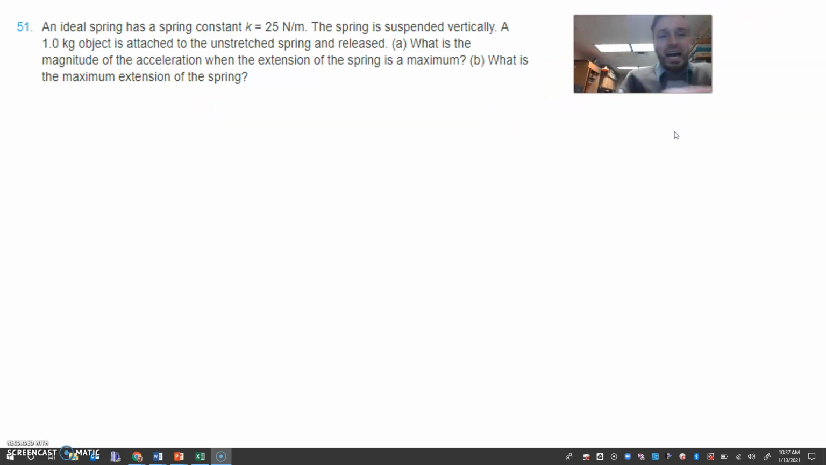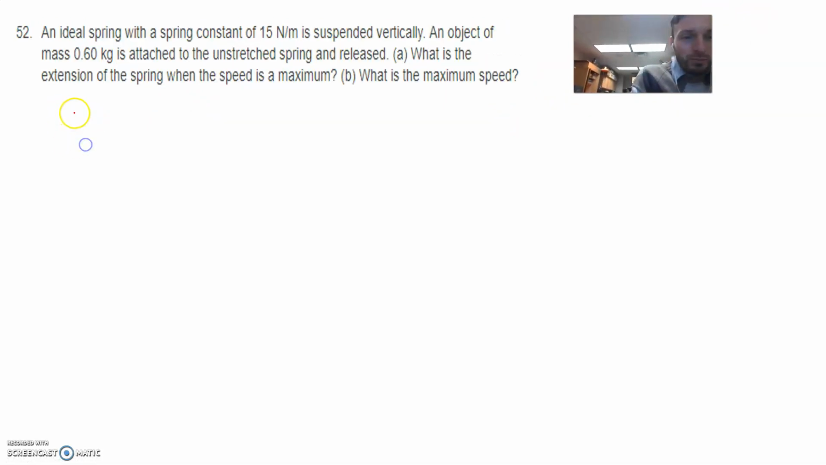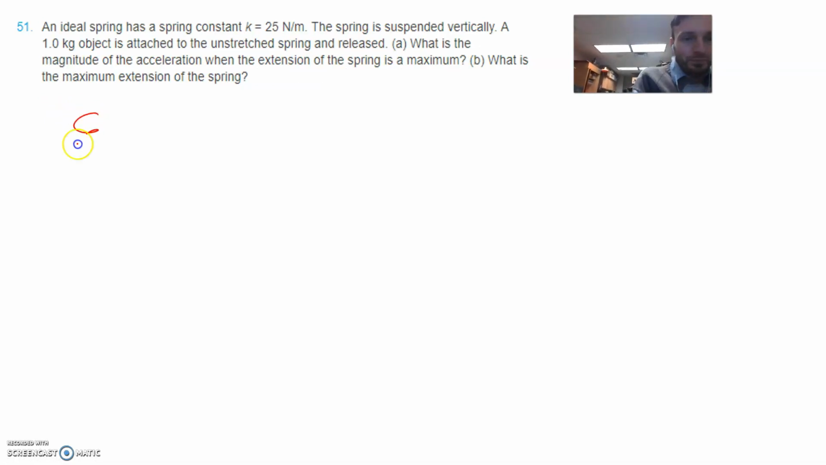All right. So here we go. We got a spring. I'm going to draw 3 pictures for you here. We got a spring right here, and we got a mass of 1 kilogram. I'm going to slow down a little bit. This is new stuff here for us. What's the magnitude of the acceleration when the extension of the spring is maximum? Okay. So what that's asking is, what is the acceleration of the block?